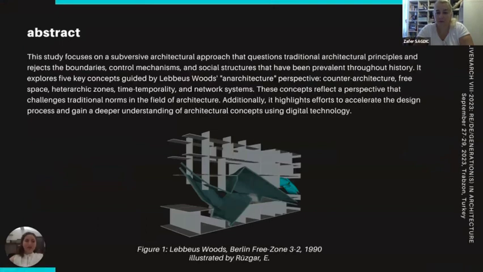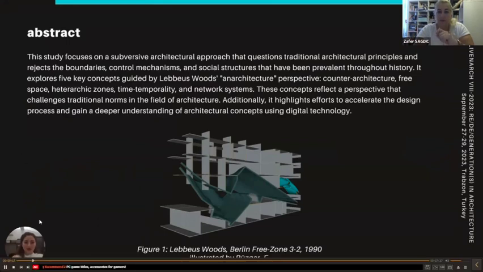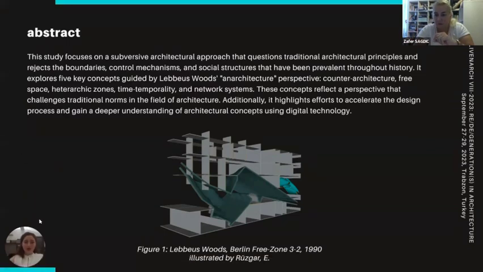This study focuses on a subversive architectural approach that questions traditional architectural principles and rejects the boundaries, control mechanisms, and social structures that have been prevalent throughout history. It explores 5 key concepts guided by Lebbeus with an architecture perspective: counter-architecture, free space, hierarchic zones, time temporality, and network systems. These concepts reflect a perspective that challenges traditional norms in the field of architecture. Additionally, it highlights efforts to accelerate the design process and gain a deeper understanding of architectural concepts using digital technology.